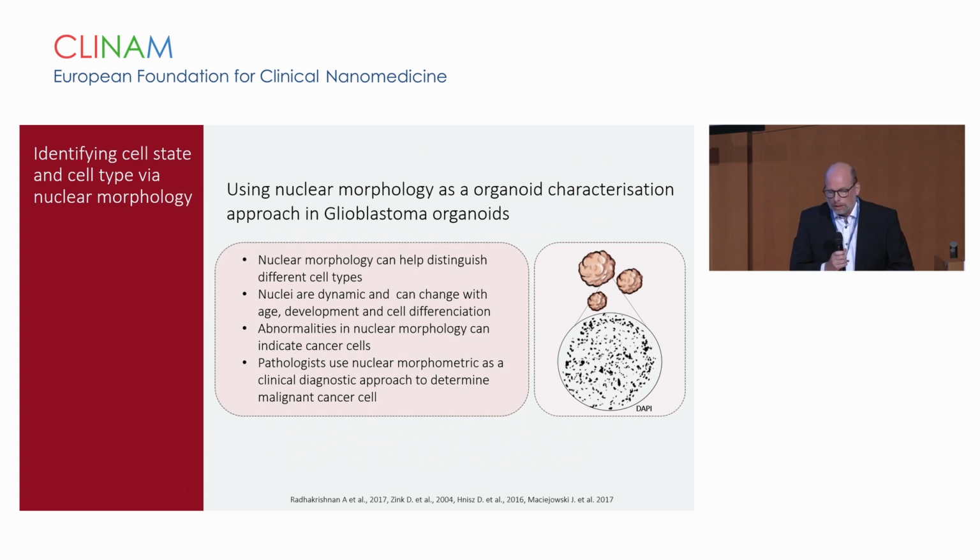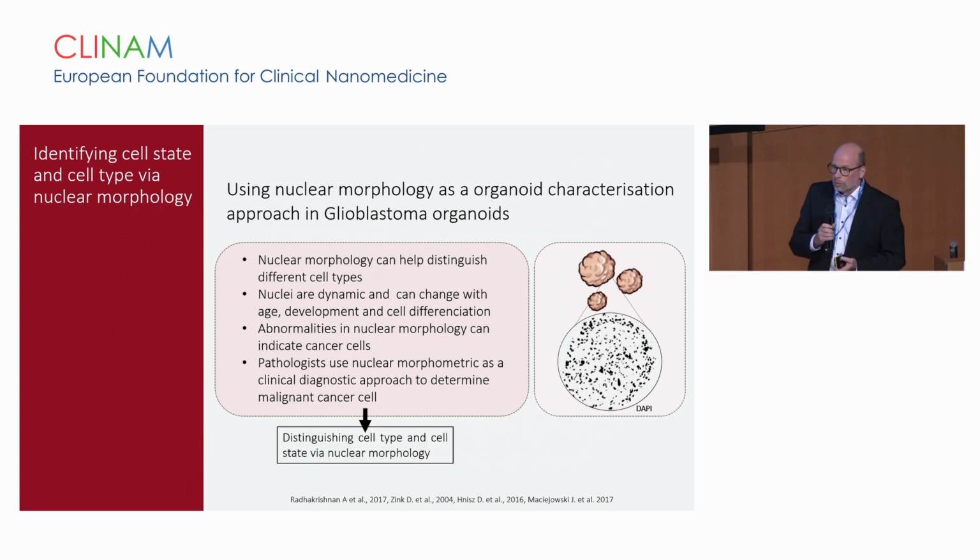There is strong evidence in the literature that the nuclear morphology can help to distinguish the different cell types, but also the different states in the dynamics of the different cells. So with our two very talented PhD students, in particular Selina, was actually able to stain these organoids by DAPI in a very homogeneous way so that we have a clear view on the nucleus.